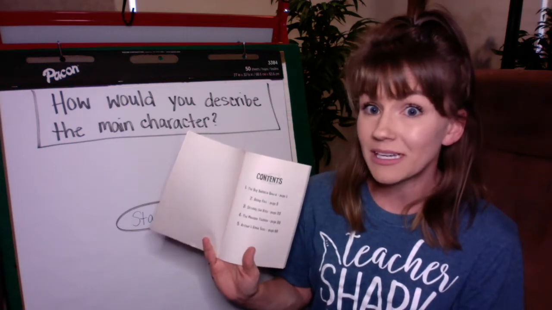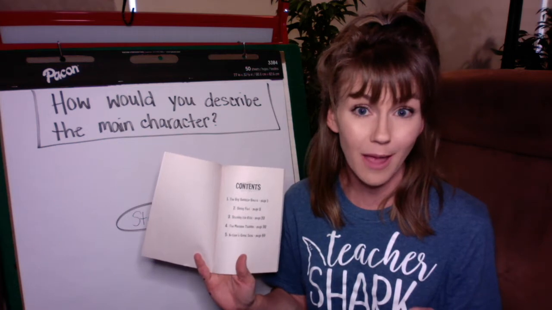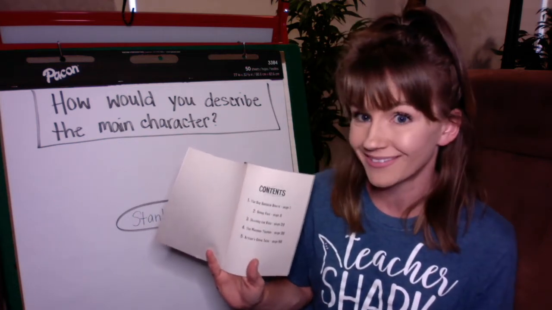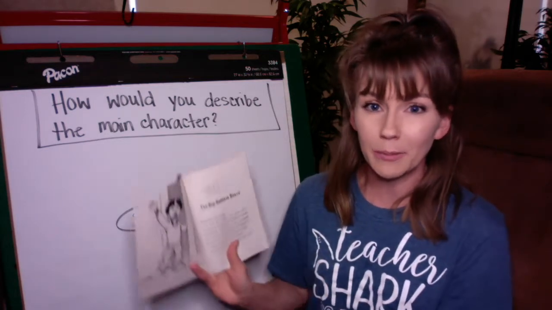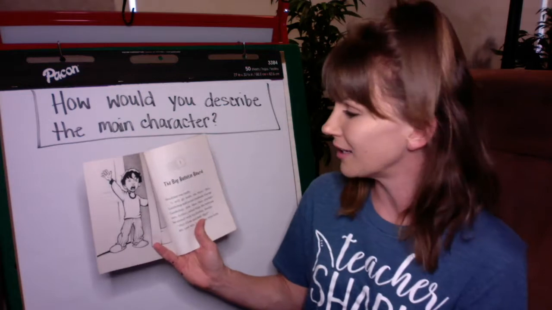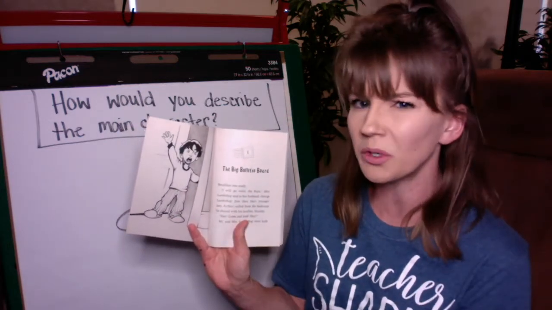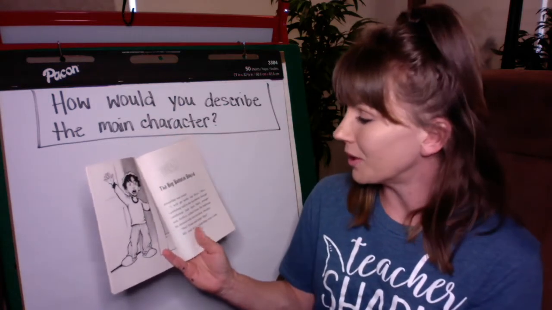Now remember, these must be adjectives, okay? Because adjectives are used to describe nouns. And Stanley is definitely a noun. He's a person. So let's go ahead and turn to page 1 and let's learn a little bit about Stanley's adventure. Oof. I wonder who that little boy is. He looks a little worried. Let's read why. The Big Bulletin Board.